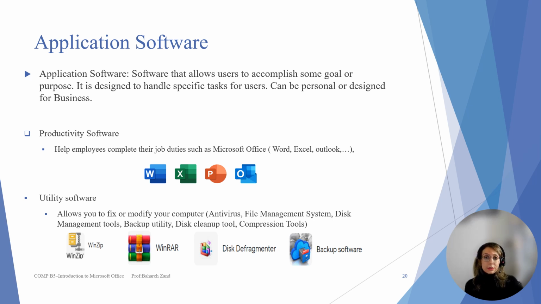Then we have utility software. Utility software lets you modify your computer or your files or fix something on your computer. For example, if you're using an antivirus, a software to zip your files, or a software to clean up your disk, these are all considered utility software.